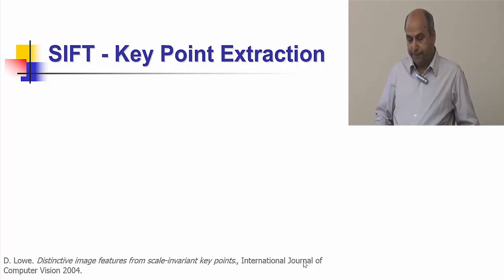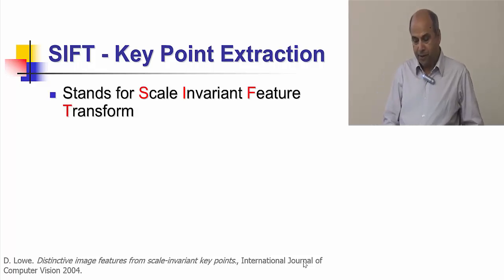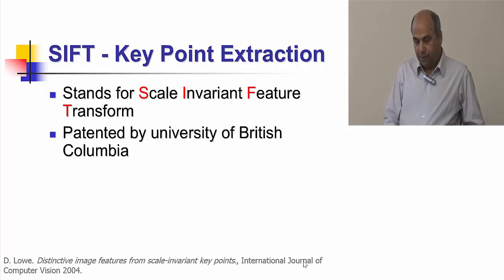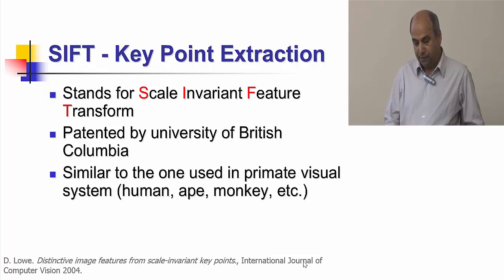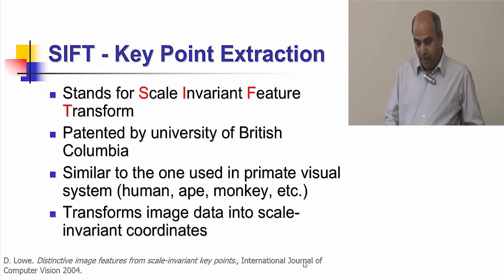So SIFT is key point extraction, and it stands for scale invariant feature transform. So it will not change if you change the scale, and it's actually patented by the University of British Columbia. So if anybody uses this for a commercial purpose, they have to pay money to this university. And it has some relationship to the human visual system and cortex and so on. We're going to talk about that.